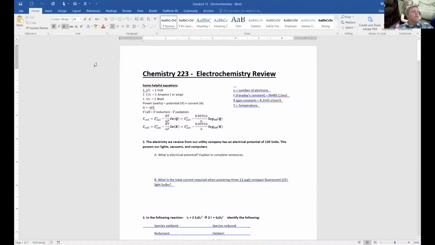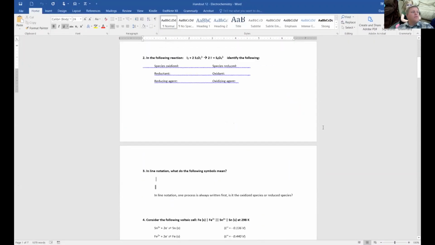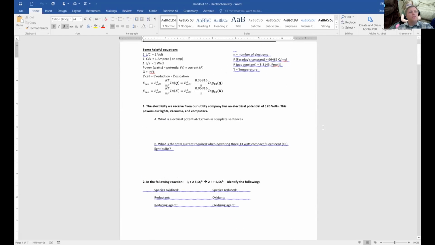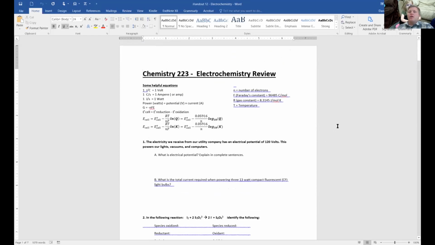So I'll show you that real fast. Just looks like this. It's got a few practice problems similar to the other handouts. So go ahead and print that out and work through it. Of course, that'll be a part of your reading quiz this week as well.